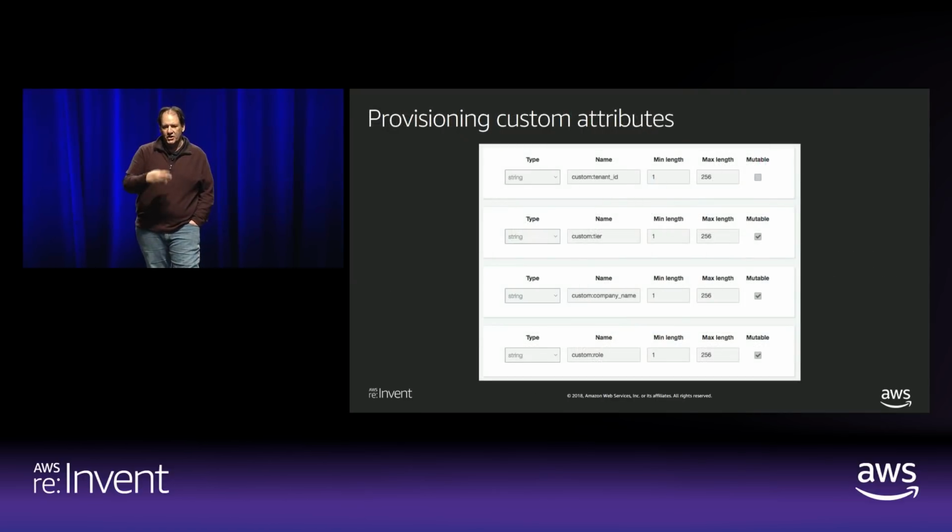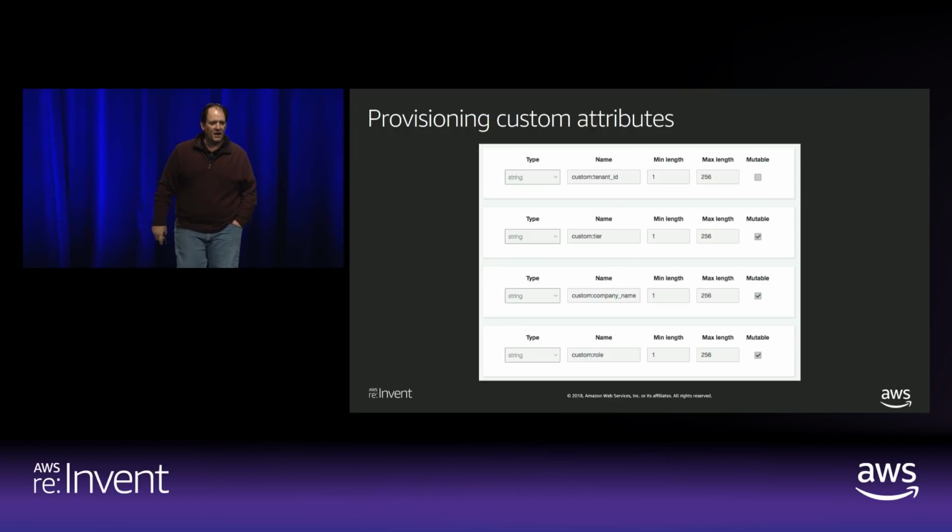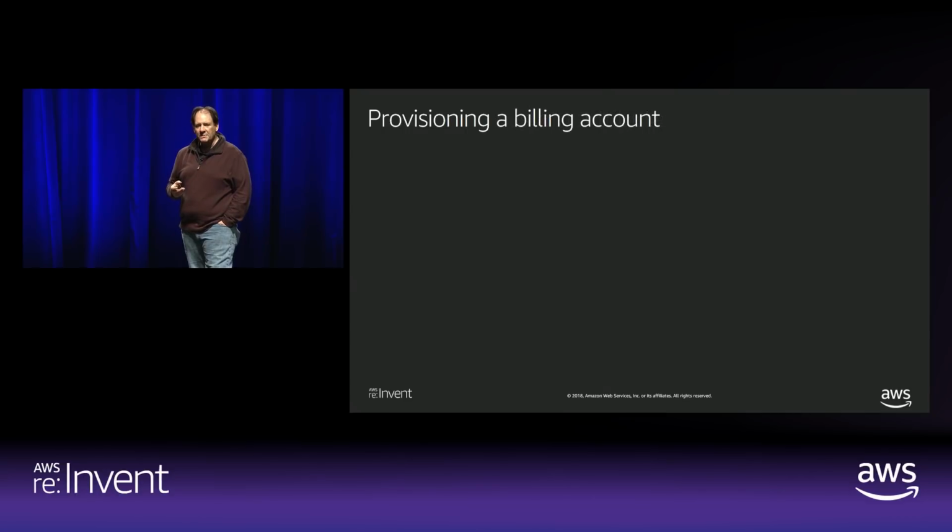Now, we talked about these custom claims. If you were to crack open the console and look inside of Cognito after you provision a new tenant, you'd see these custom attributes got populated. Here you'll see tenant ID, tier, company name, and so on. These are those custom attributes that are so fundamental to what we're doing. The last piece of this provisioning is the billing piece of it.